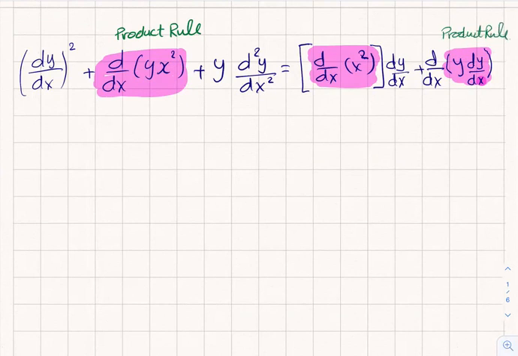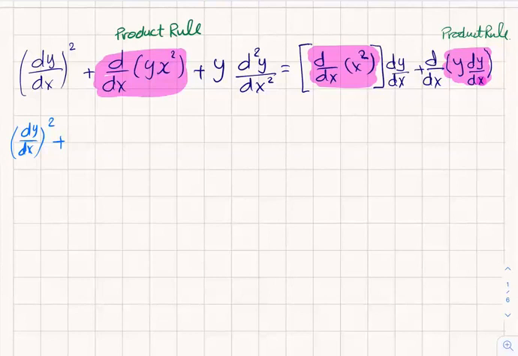Okay, now we will differentiate. I will put down this (dy/dx) squared as it is. So (dy/dx) all squared plus, now I have d/dx as a product rule for yx squared. In this case, we can use the product rule, which means the second times the derivative of the first plus the first times the derivative of the second, or the other way around, it doesn't matter.